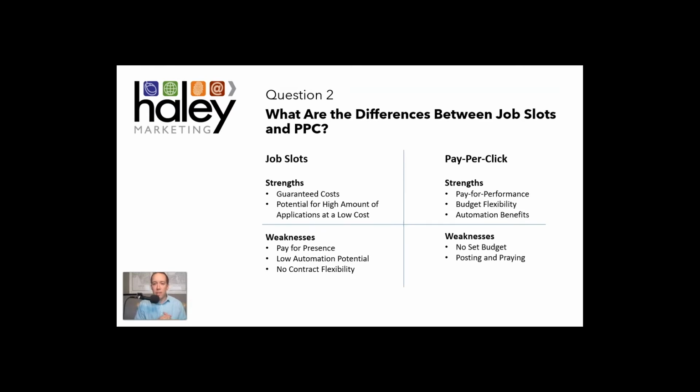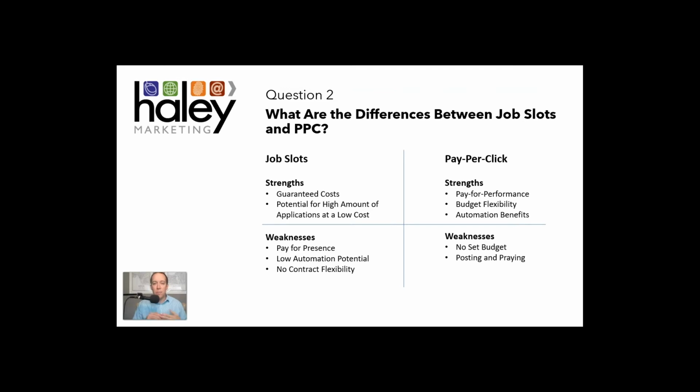On the pay-per-click side, right, the strengths, you pay for the performance. You're only paying for those applications you receive, whether it's 10, 100, 1,000. Your budget can stay really flexible. If you have a rush of job orders in December and a decline in job orders in February, adjust your budget really quickly. There's a lot of automation benefits to how jobs get posted to the job boards, to how your budget can get allocated.